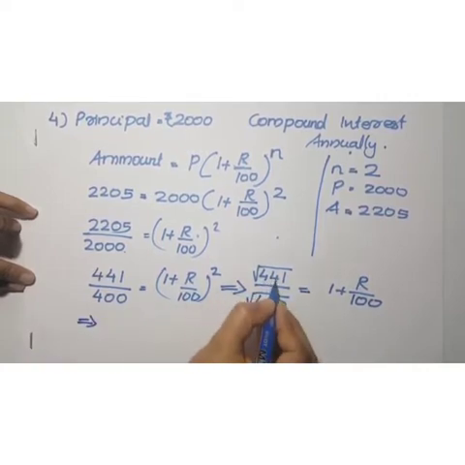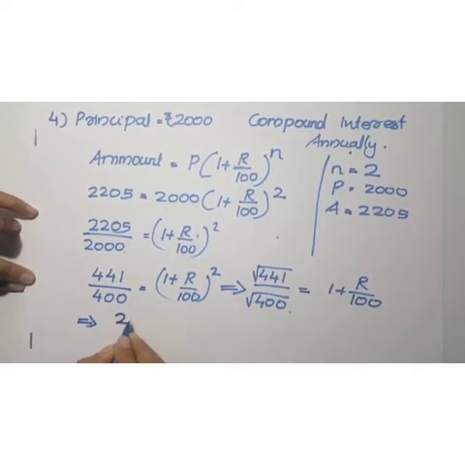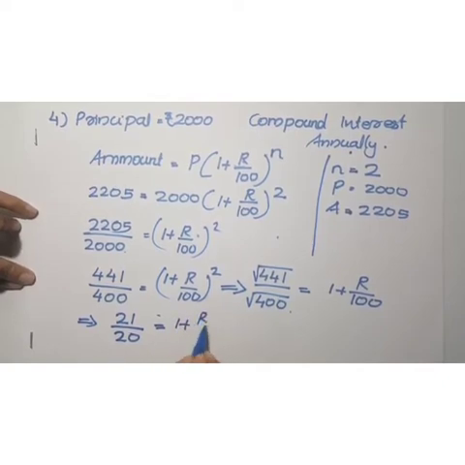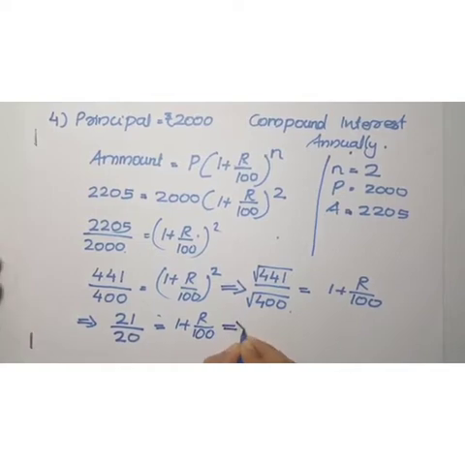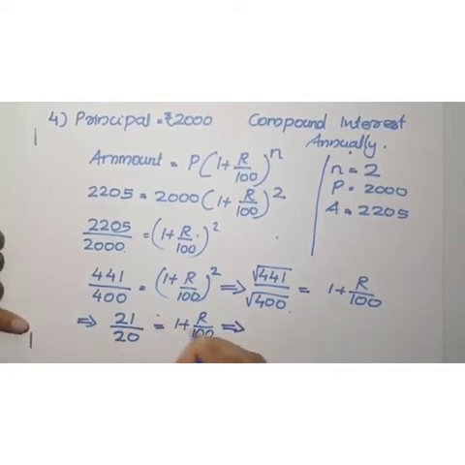Our next step is we want to find the root of 441. Root of 441 is 21. 21 divided by root of 400, which is 20. Root of 4 is 2 and root of 100 is 10. That is 21 divided by 20 is equal to 1 plus R by 100. Our next step is we want to transfer plus 1 to the left side. Isn't it? Plus 1 to the left side, it becomes minus 1, or you can cross multiply that term.